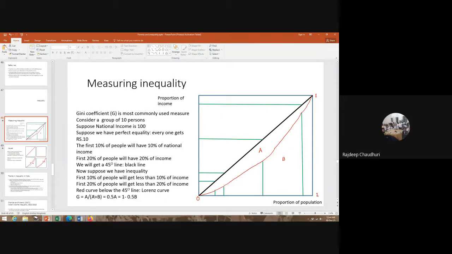Okay. So perfect equality is the 45 degree line. So it becomes 0 by B becomes half. Right. So it becomes 0 by half, which is 0. And if it is like this, A will become half, B will become 0. So it is basically half by half, which is 1. 1, right.